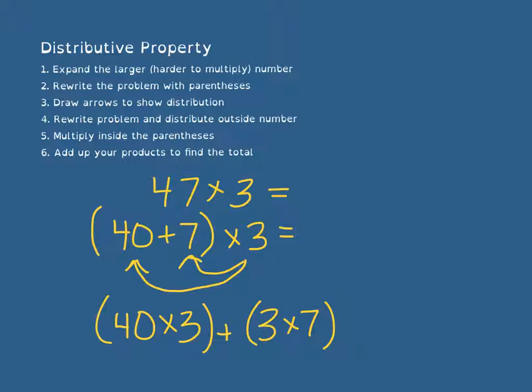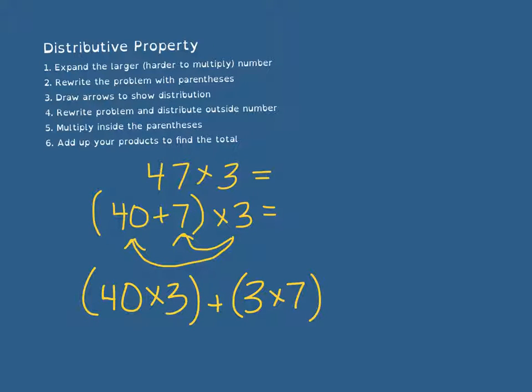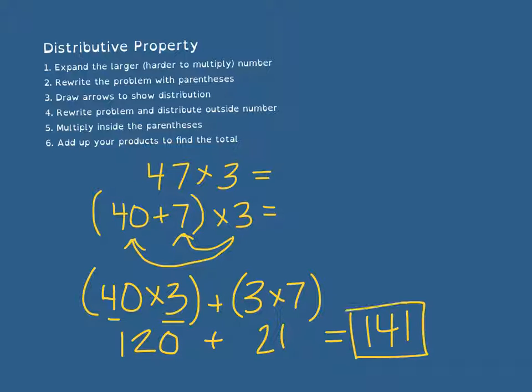Now my next step is then to multiply what is outside my parentheses. 40 times 3, we can do that by doing 4 times 3, which is 12, and I add a 0 to be 120. 3 times 7 is 21. Then my next step is to add up the products that we got to find the total. So now I'm going to add up what I received. So 120 plus 21 is 141, and that is my total.